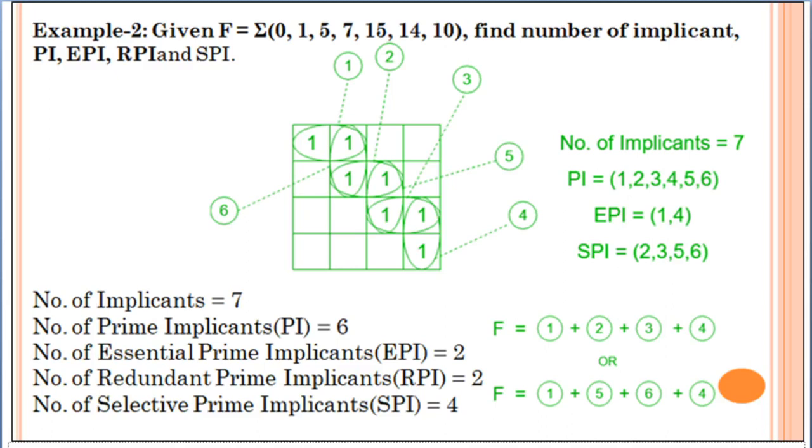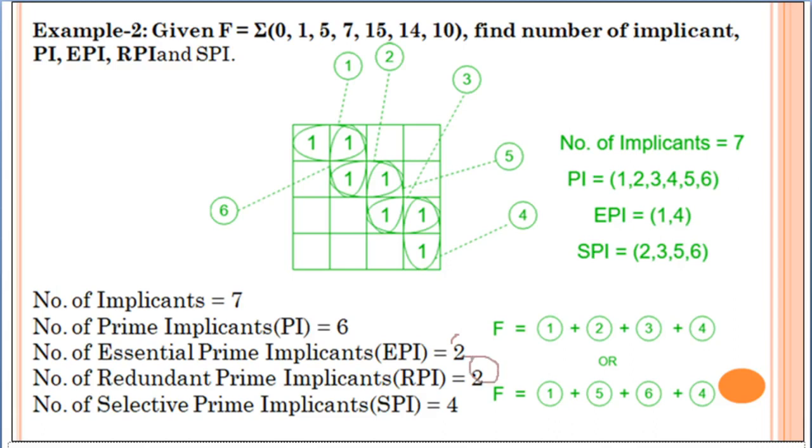Now here we have to find the redundant prime implicants. Obviously these are our redundant prime implicants. The members of that particular group are associated with other groups, and this one is associated with this group and this group. That means we have 2 redundant. Now the total essential prime implicants: 6 minus 2 becomes 4.